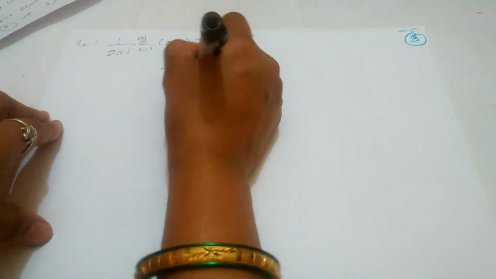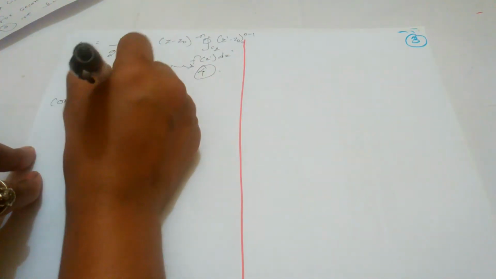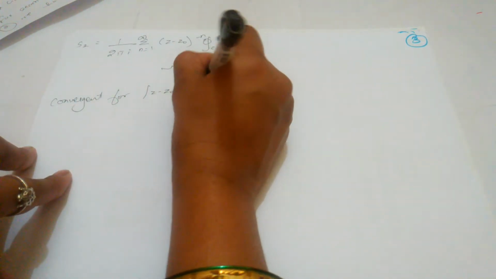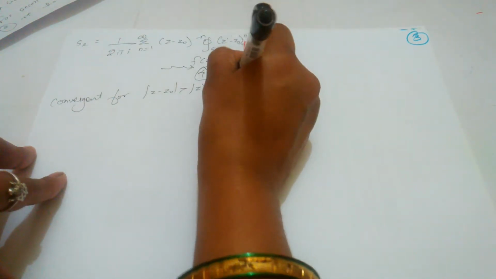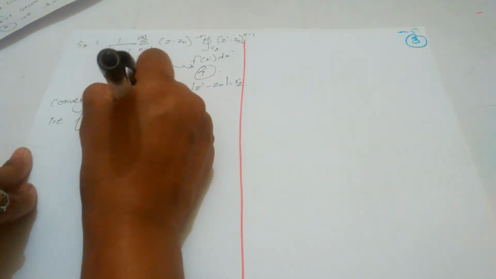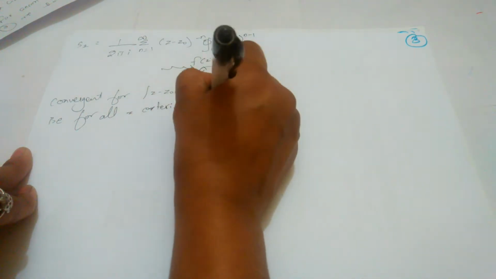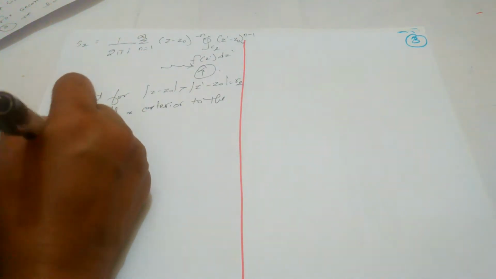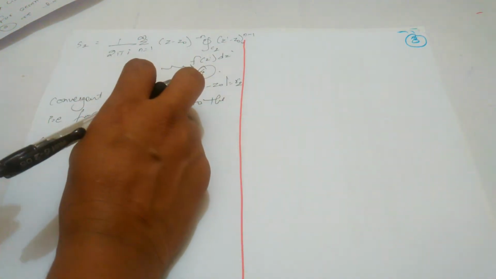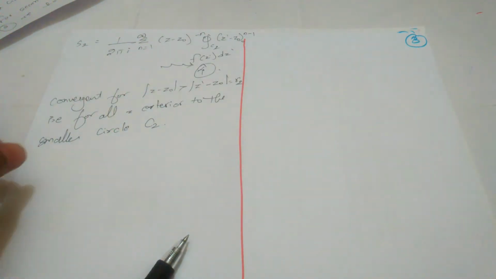So this will give me equation number 4. Now which is convergent for modulus z minus z naught greater than modulus z dash minus z naught, which is equal to R2. That is for all z exterior to the smaller circle C2. Okay, now what I am doing is, as I said, we have the third part.